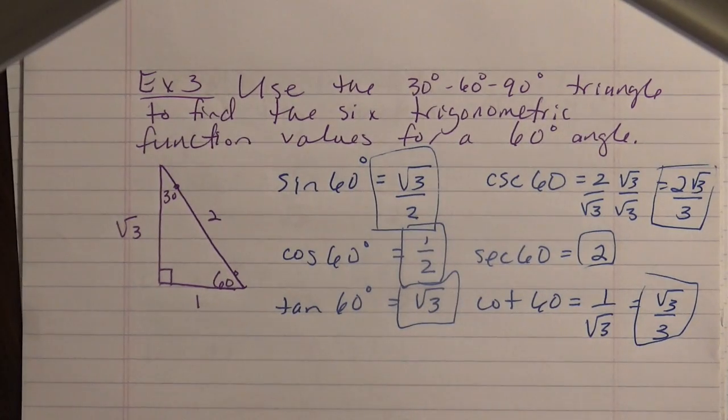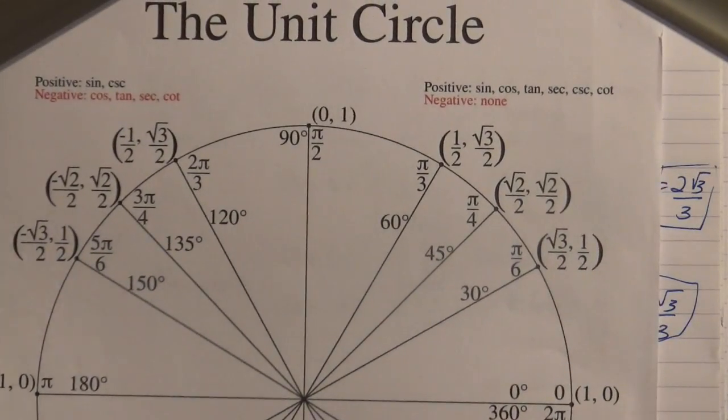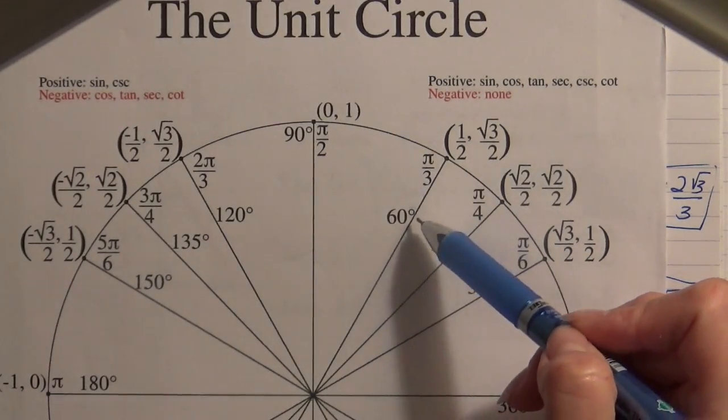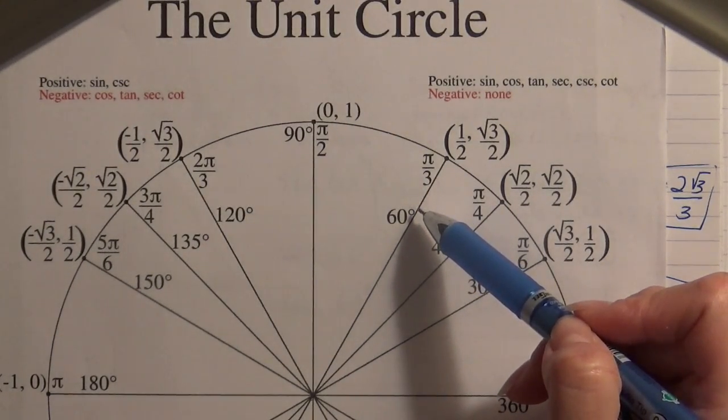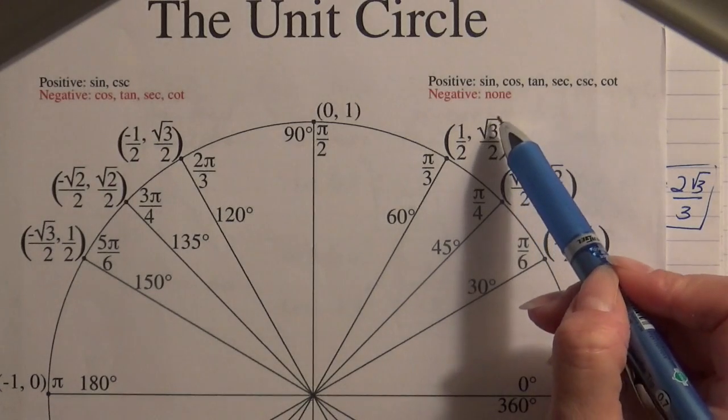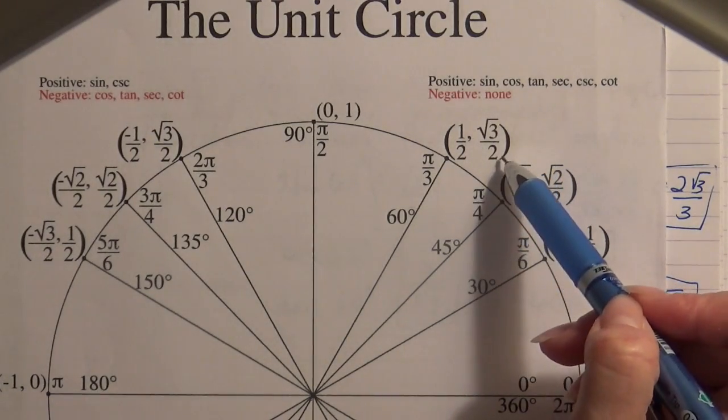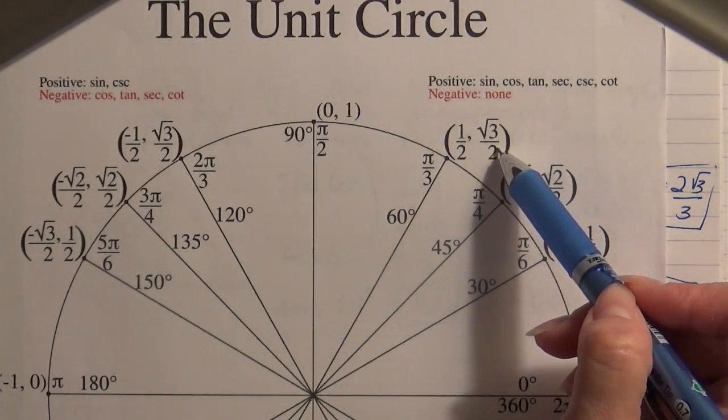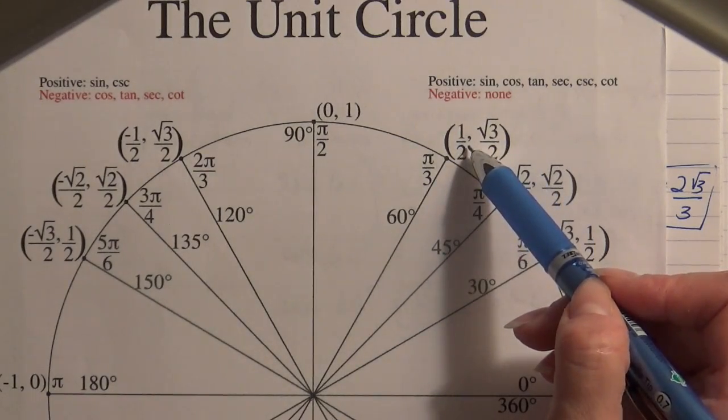Let's look at the unit circle and find sine of 60. Find your 60-degree angle. Here's your 60-degree angle. Sine would be the y-coordinate of this point, so square root 3 over 2. That's sine 60. And cosine is the x-coordinate of that point, 1/2.